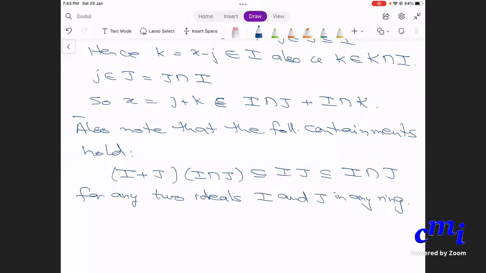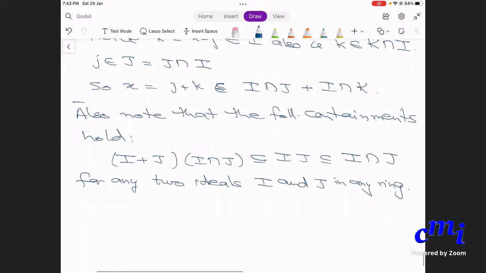So how do we prove this one? Why do these containments hold? For example, if I take an element of I + J and an element of I ∩ J and multiply the two, the result belongs to IJ. Okay, so let's try to prove this.